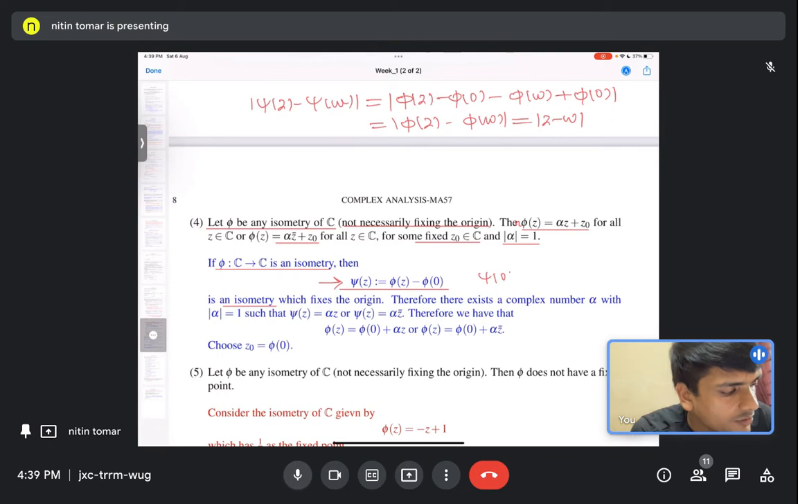Why? It fixes the origin, right? Phi of 0 minus phi of 0 will be 0. So by that lemma that we have done earlier, it should be either alpha z or alpha z bar for some alpha with modulus 1. Now you put the value back. So you'll get phi of z equal to phi 0 plus alpha z, or phi z equal to phi 0 plus alpha z bar. Now choose your z naught to be phi 0. Is it clear?